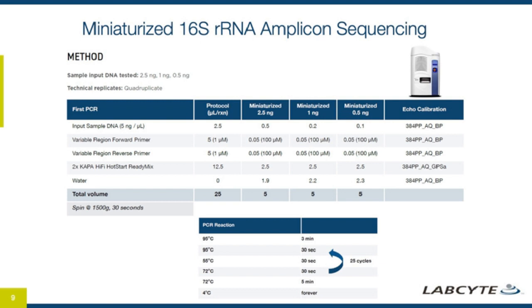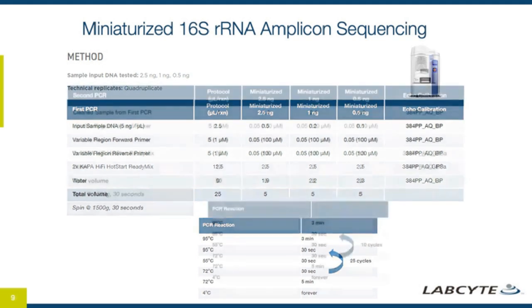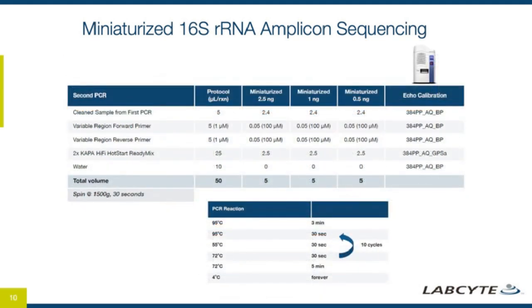Down below, we see our PCR cycling conditions and 25 cycles of amplification. Next, you'll see the second PCR, where the reduction is more drastic. Here, it's a 1 to 10-fold reduction.